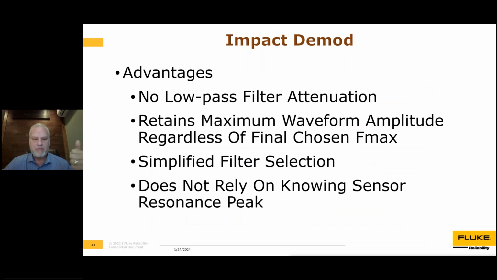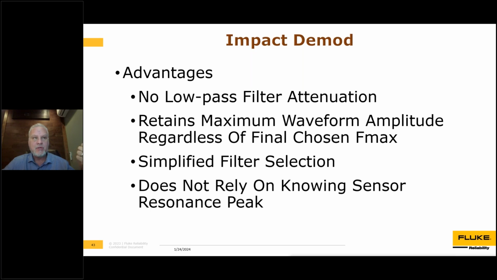Some advantages: there's no low pass filter attenuation. It just isn't needed. It retains a maximum waveform amplitude, as I mentioned, regardless of whatever your final Fmax is. If you want to choose a 500 hertz Fmax or a 50 hertz Fmax, you're still going to have the same maximum values. Simple filter selection. It doesn't require a whole lot to know about filter selection. It's pretty simple, and it's robust. If you get it wrong, it's still going to give you good data.